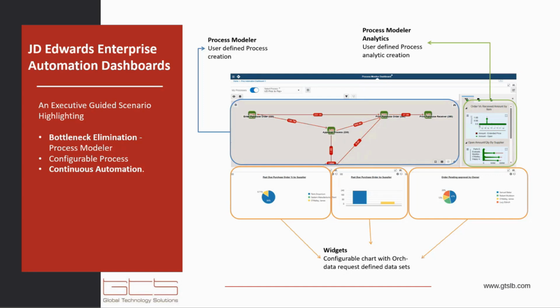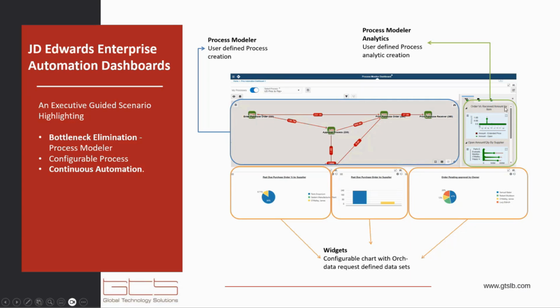Process modeler, as you know, was introduced in release 25 of JD Edwards. In the new release, which is release 26, the enhancement is that now it's built based on not only predefined templates, it is configurable. You can set the parameters the way that you want.